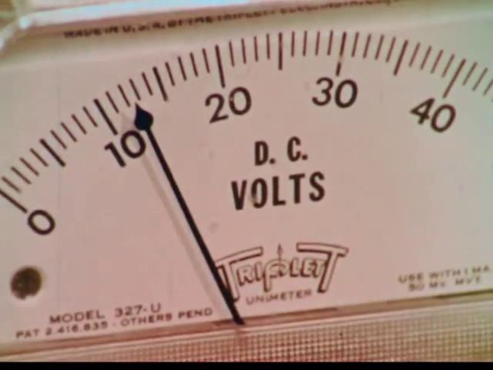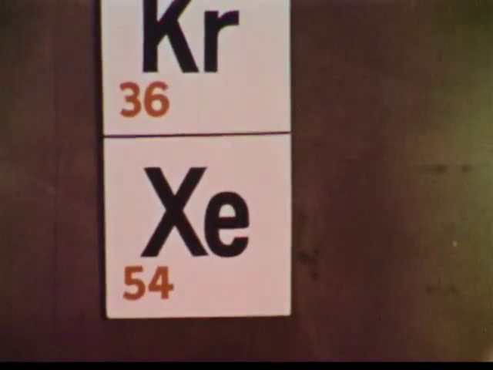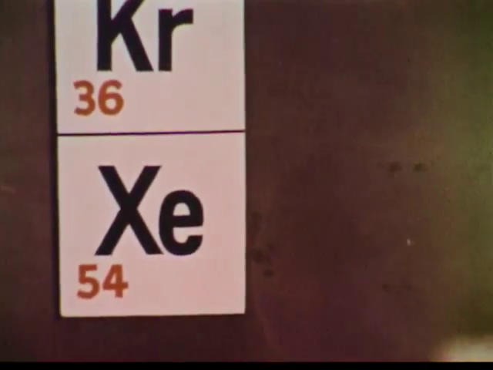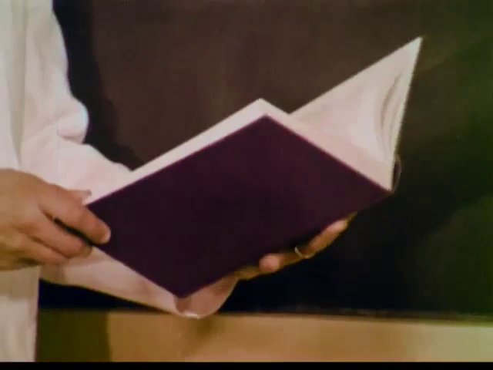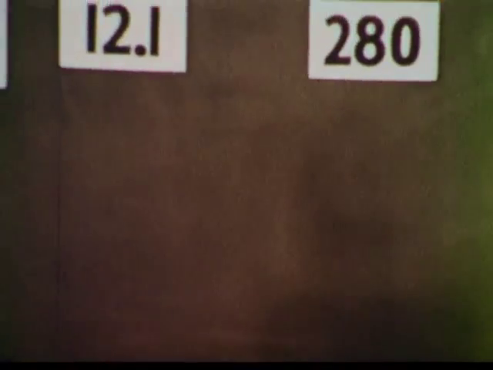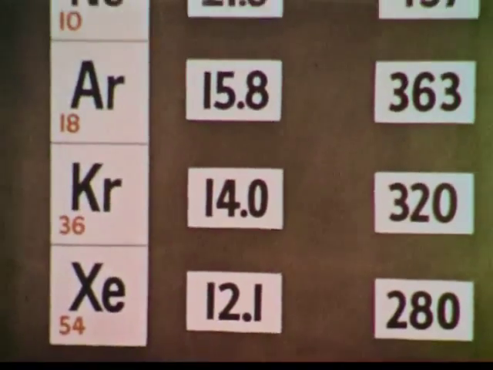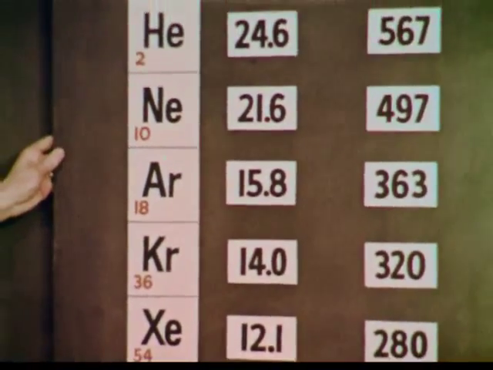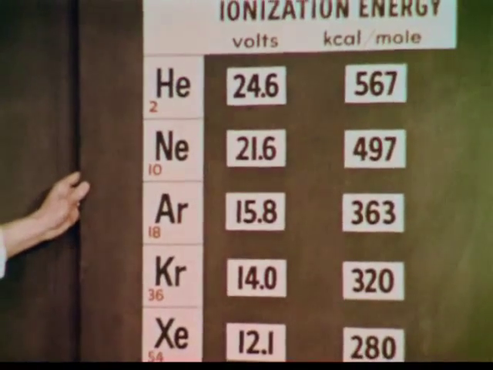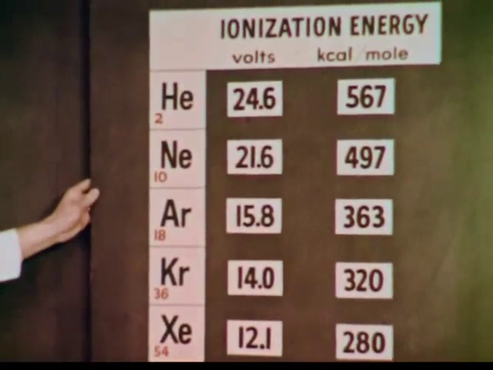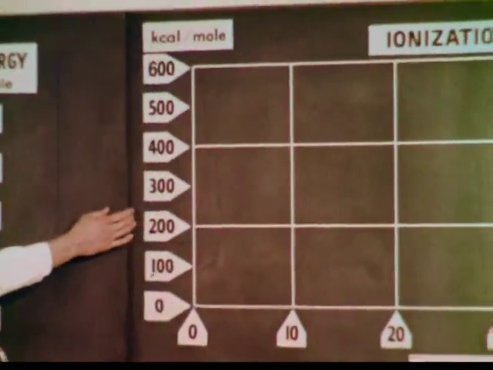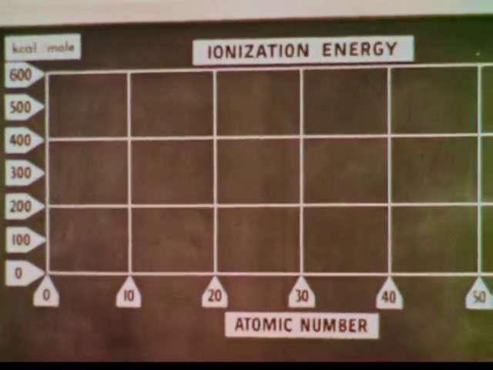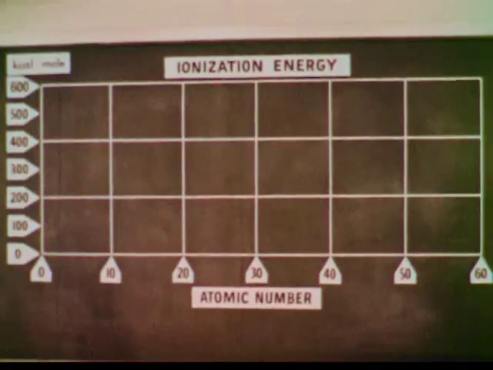The reading is about 12.5 volts this time. The accepted value is 12.1 volts, which corresponds to 280 kilocalories per mole. From the book, we've added the ionization energies of krypton and neon to our list. We see now how the ionization energies are related to the atomic numbers. The values are all high. Remember, the value for sodium was only 118. Let's plot these ionization energies against atomic number and observe the trends as related to the periodic table.